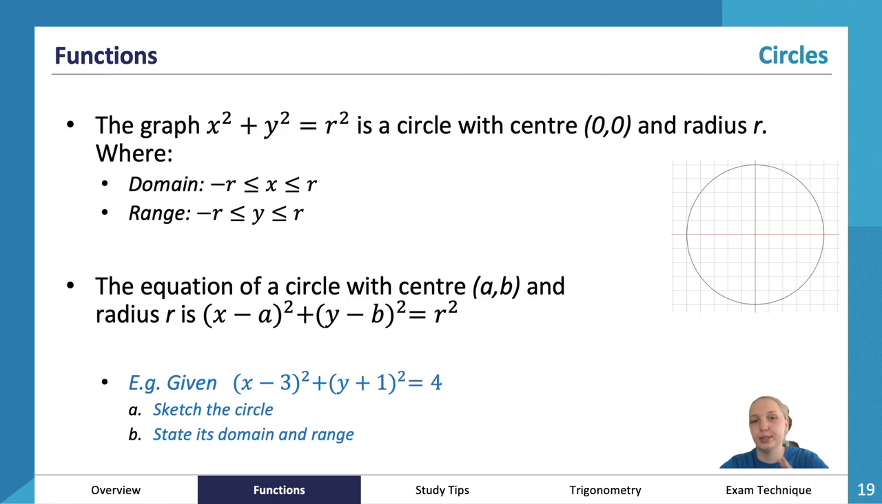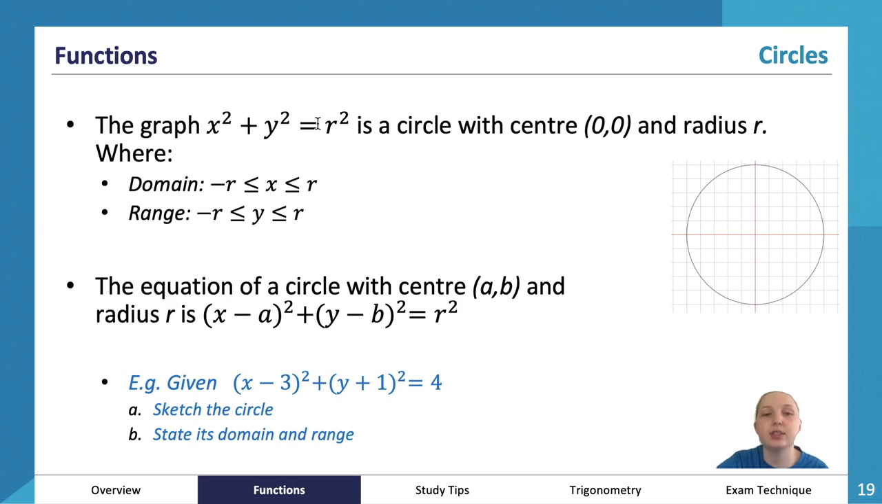Looking at circles. Circles have a very distinct equation, and you'll be able to pick up the equation of a circle really easily. They exist in the form x squared plus y squared equals r squared, or alternatively as (x minus a) squared plus (y minus b) squared equals r squared. So this is your basic equation of a circle.